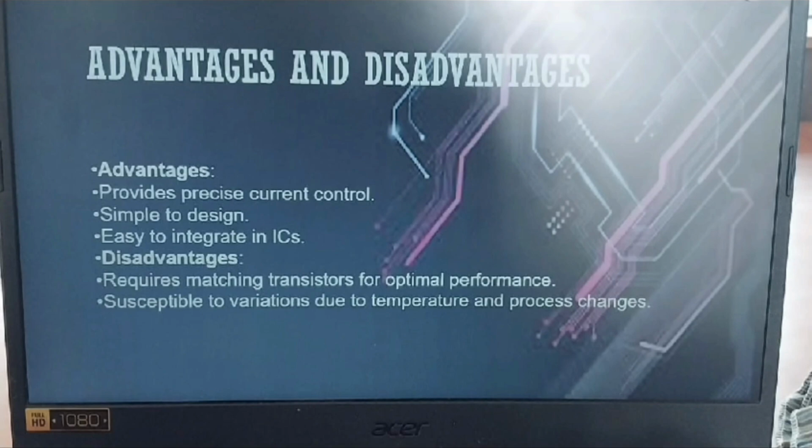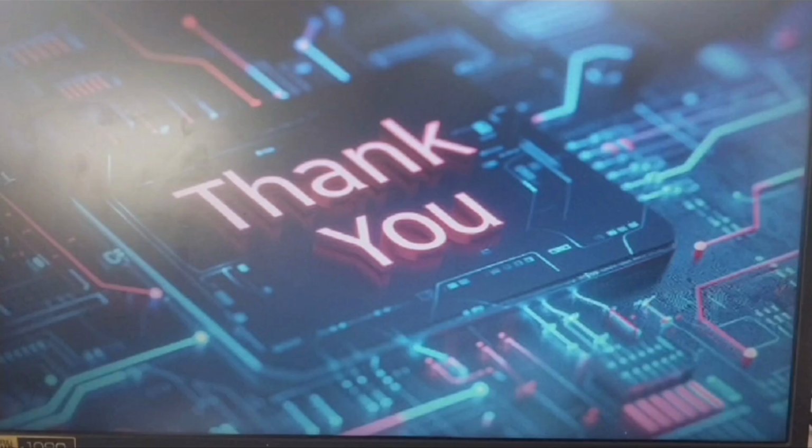So the conclusion of this is that we have seen current mirrors are fundamental circuits in analog design. They are very useful, and NMOS current mirrors provide a reliable way to generate a reference current for various applications. The cascode current mirror improves performance by mitigating errors in current mirroring.